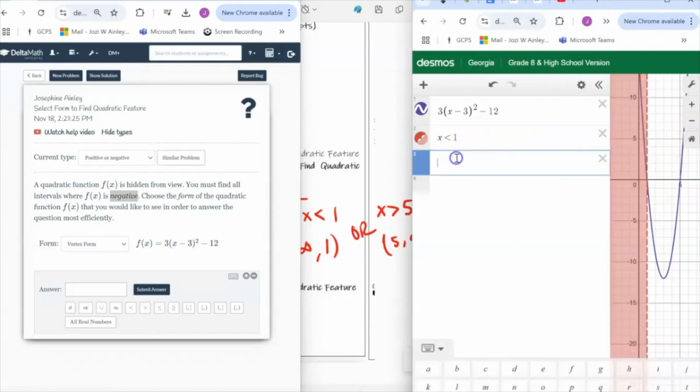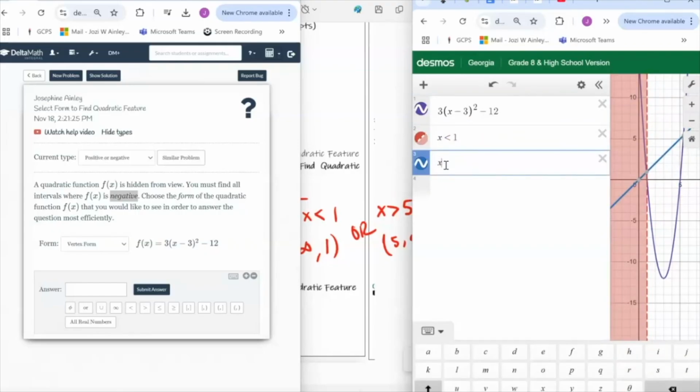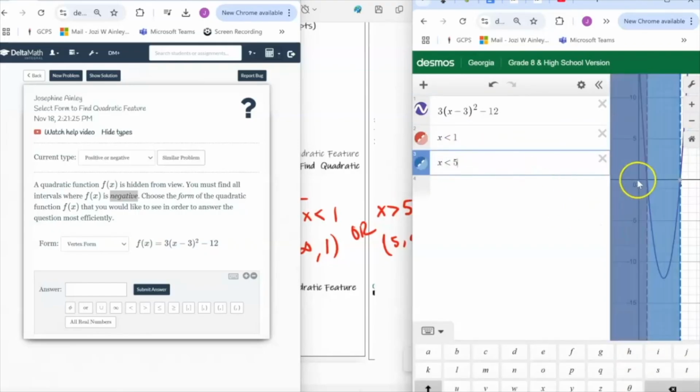So it's this, or the other number is what? 5. All right, let's try it. Let's try it this way. Ooh, no. I don't want you to shade this. I don't want to shade that. I just want you to shade this part of the line.